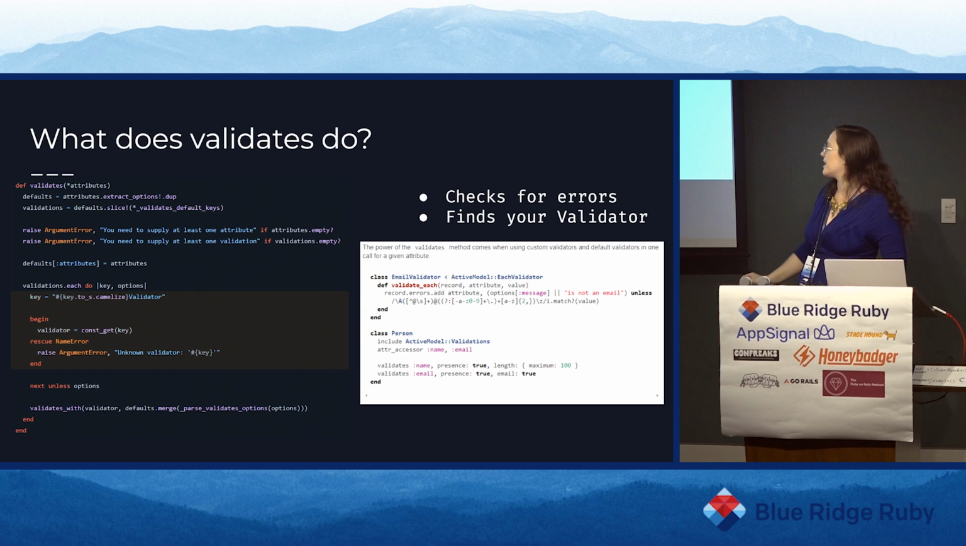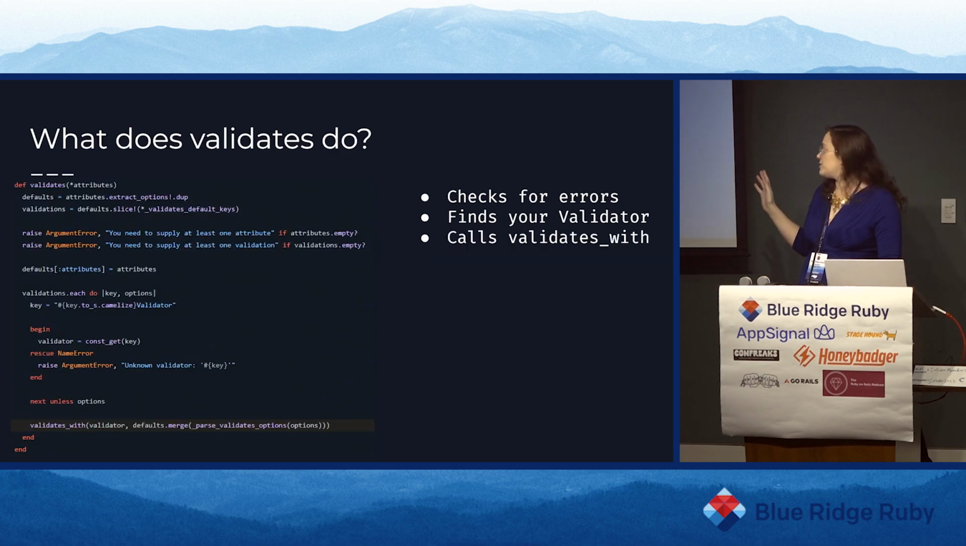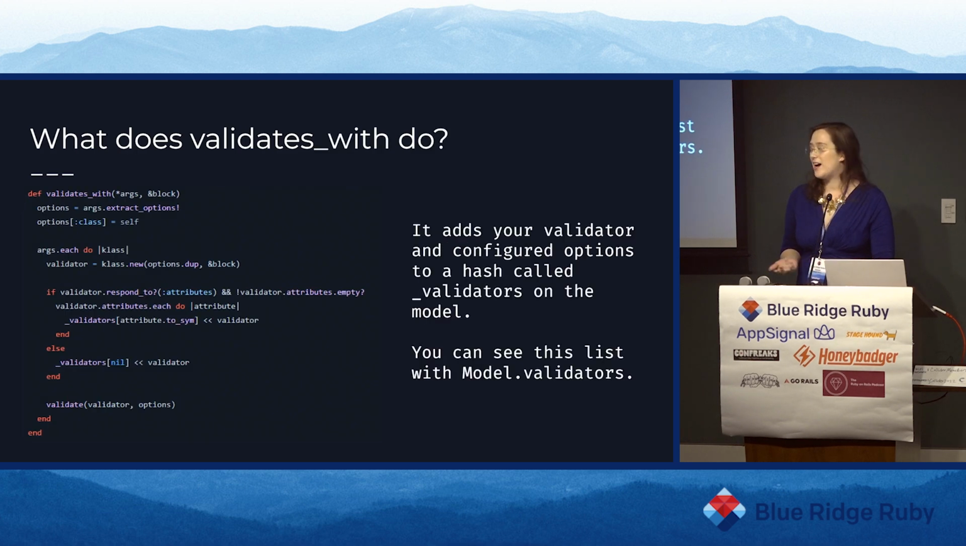This section of code that I have highlighted right here, these lines are the reason that this documentation is inside Rails and that you don't need to do any customizations to the email validator in order to call it within the validates command. The last thing it's going to do is call validates_with. Hopefully this should feel a little bit familiar from our discussion about helper methods earlier. And hopefully you're kind of wondering now, okay, well, what does validates_with do? This one's a little bit harder to highlight, but essentially what it does is add your validator and configured options to a hash called _validators on the model.